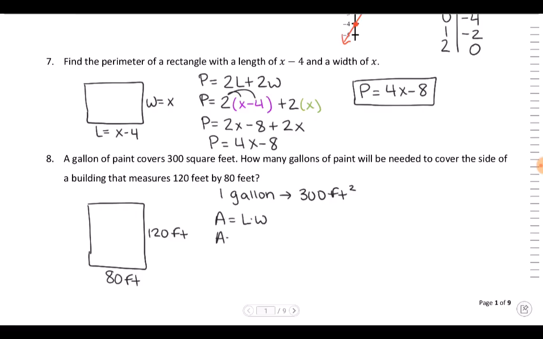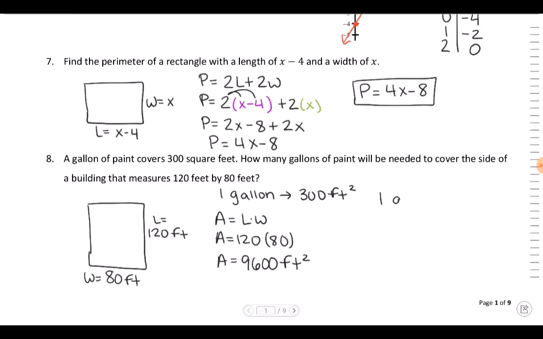Okay. And in this case, it doesn't matter which is which. Let's make this the width and make this the length. Sure, why not? So 120 feet times 80 feet. Let's see, 120 times 80 is 9,600. So my area that needs to be covered is 9,600 square feet, right? Now, in order to cover that, we need to figure out how many gallons of paint is going to be needed. Now, I know 1 gallon can do 300 square feet, so we should set up a proportion, right?